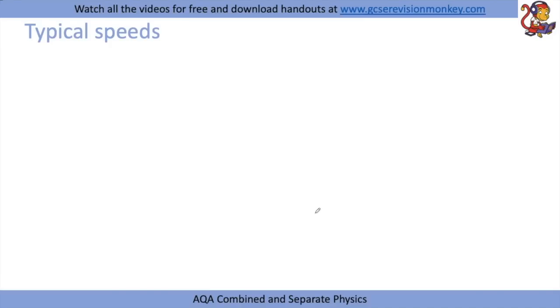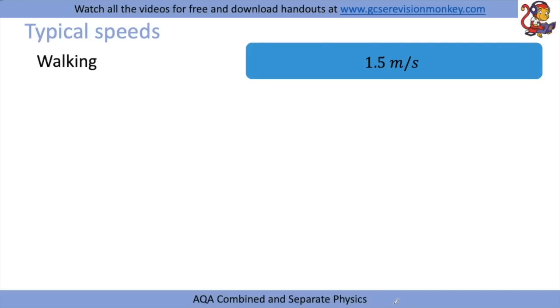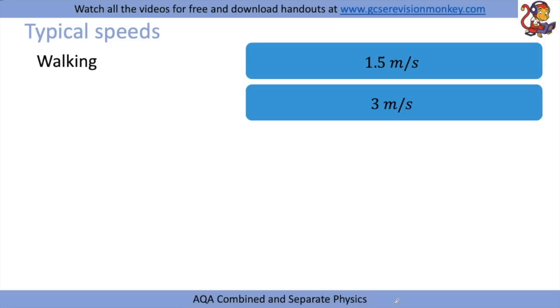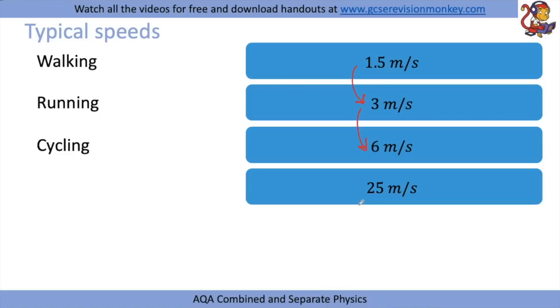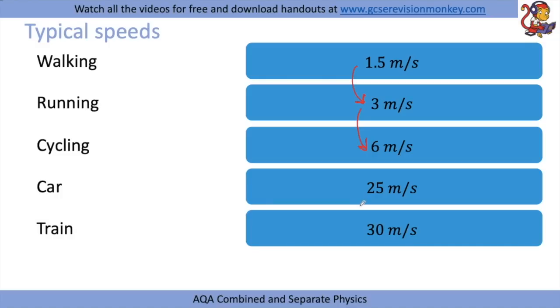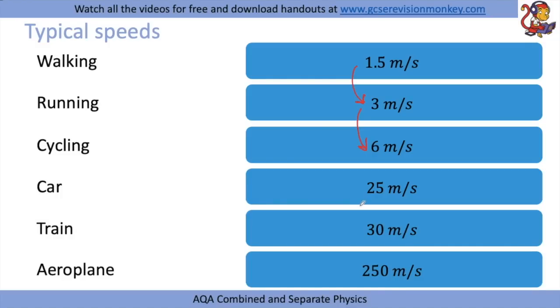You need to learn some typical speeds off by heart, so I suggest writing these down and having them on some revision cards to learn them. And these are walking, 1.5 meters per second, running, 3 meters per second, cycling, 6 meters per second. So if you remember walking, running, cycling, each time these are doubling up. These are typical speeds. And then you also need to know for some other modes of transport, which is a car, 25 meters per second, a train, 30 meters per second, and an aeroplane, 250 meters per second.